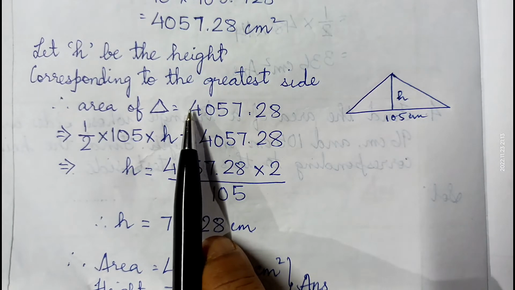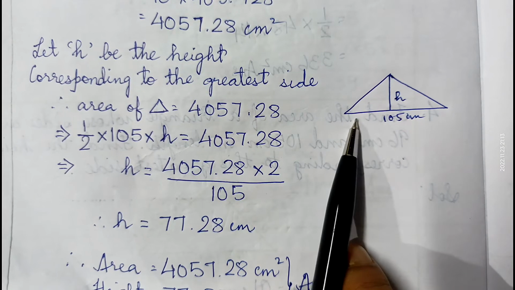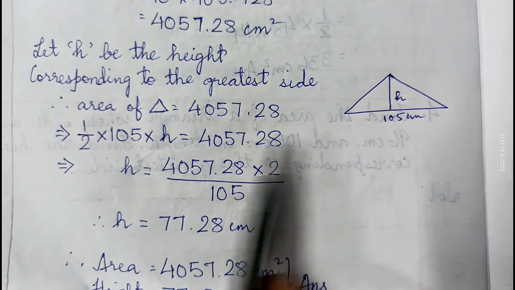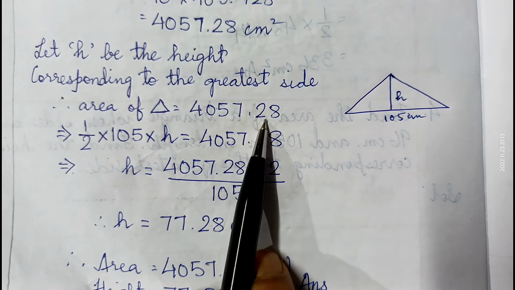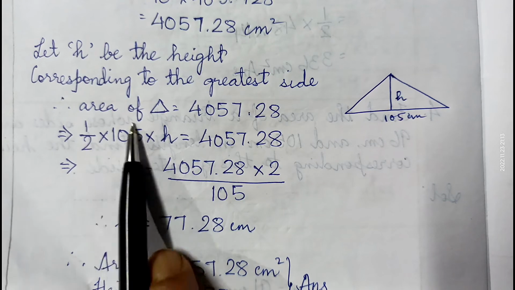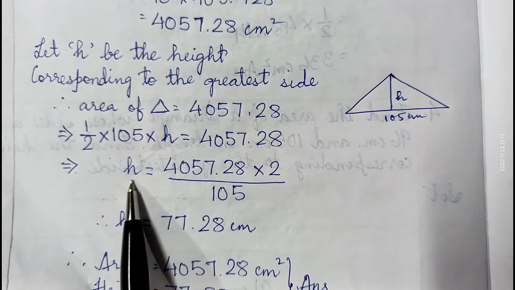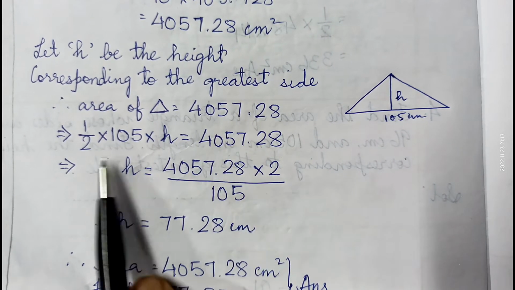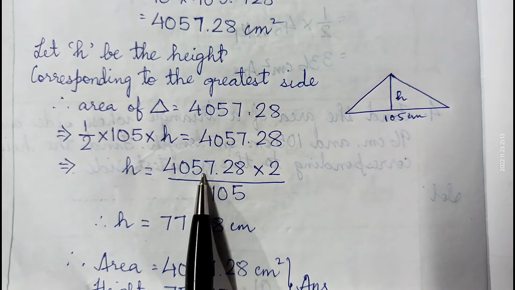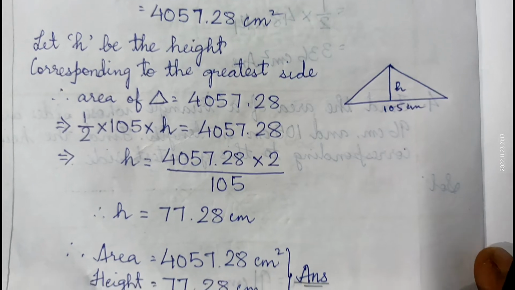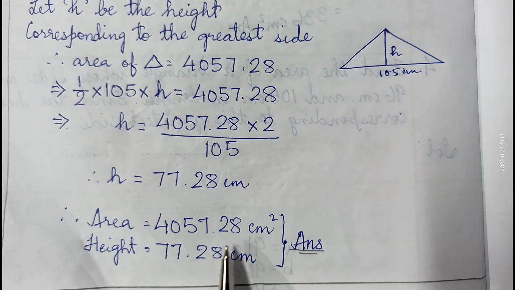Now in the second part of the question it is given find the height corresponding to the greatest side of the triangle. In this triangle greatest side is 105 and suppose height is h. Already we got area of the triangle is 4057.28. So area of the triangle will be half into base is 105 into height equals to 4057.28. So height will be 4057.28 into 2 divided by 105. If you multiply this 2 and divide by 105, you are going to get 77.28 centimeter. Therefore, area of the triangle is 4057.28 centimeter square and height corresponding to the longest side will be 77.28 centimeter.